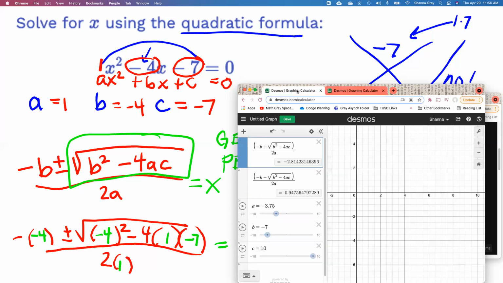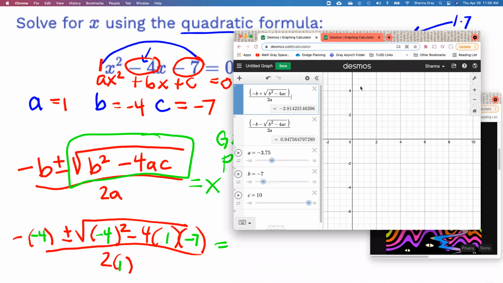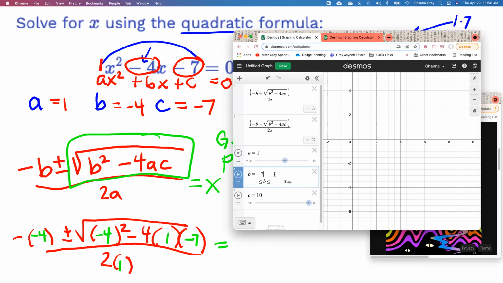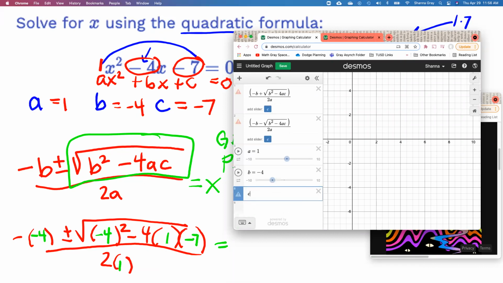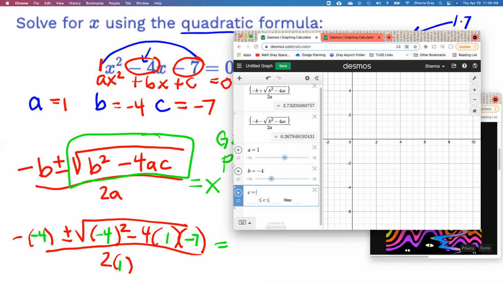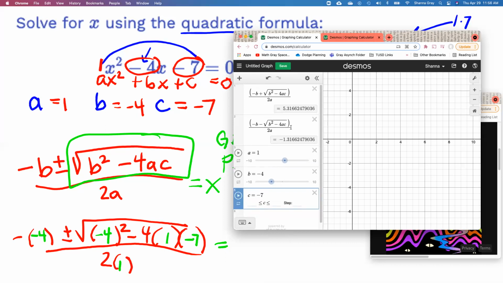I did that here in this tab before class started, just to give you an idea of how it would work. If I plug in a as 1 and b as -4, and then c as -7, oh, sorry, I clicked the wrong thing. C as -7, try it again. Then you'll see that it gives you those two answers that we saw in the graph, remember?